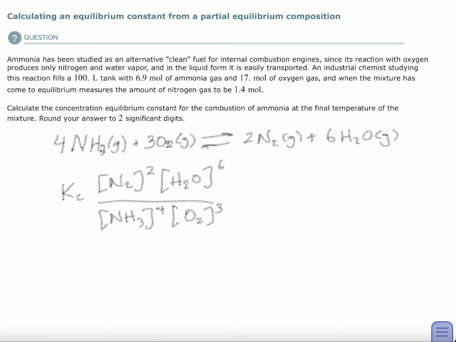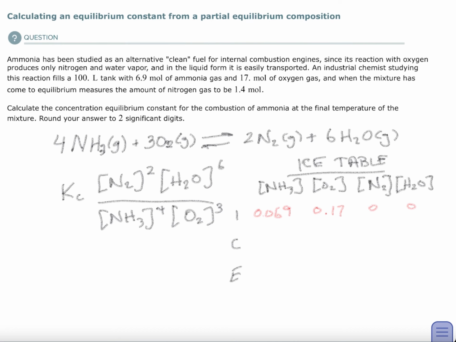You're given the amount of nitrogen gas at equilibrium. That's all you're given. So you don't know what this is going to be. This is K sub C equals. You don't know what these are going to be at equilibrium except for just the first one. So you're going to need to do an ICE table. You're always going to do an ICE table when you're trying to find something at equilibrium.